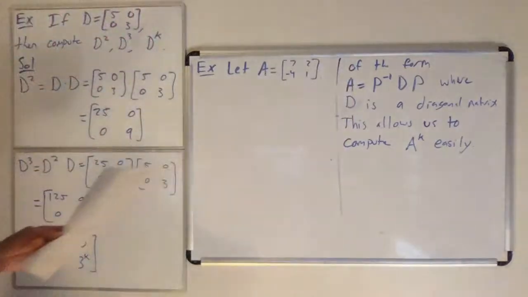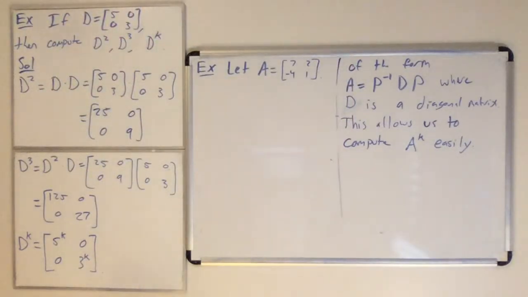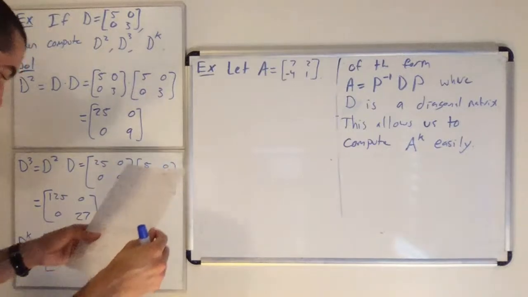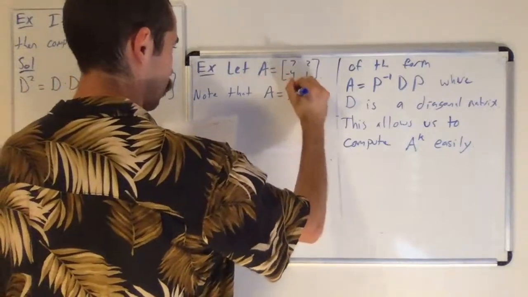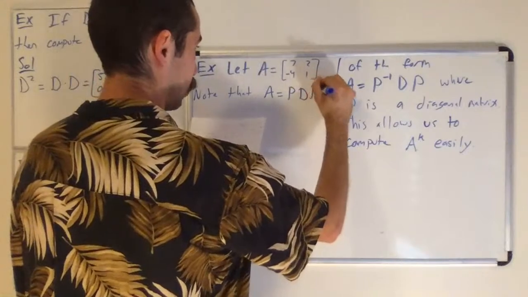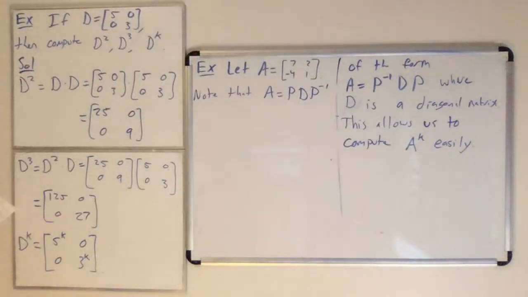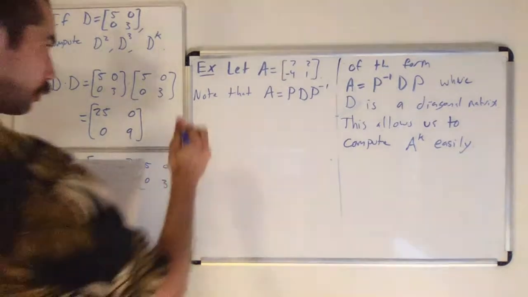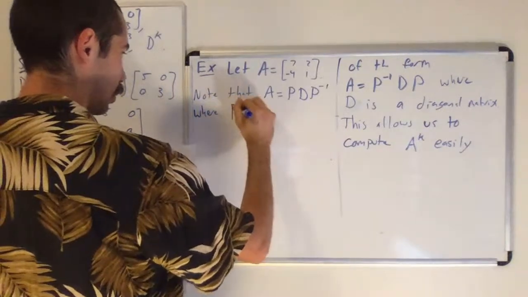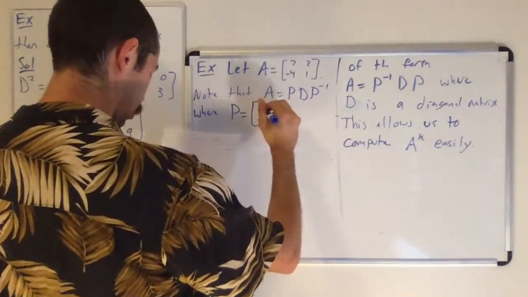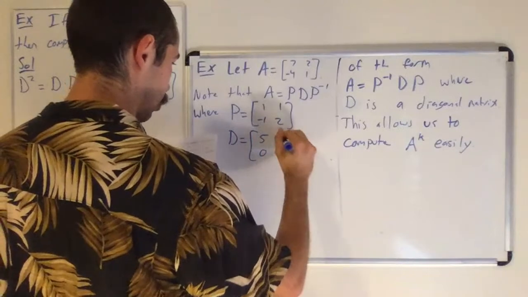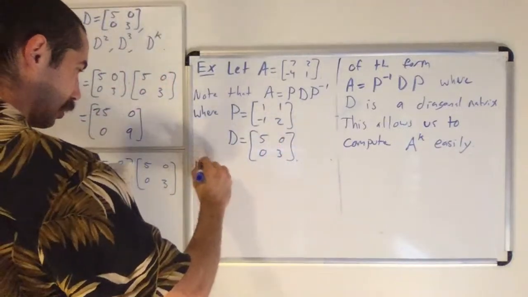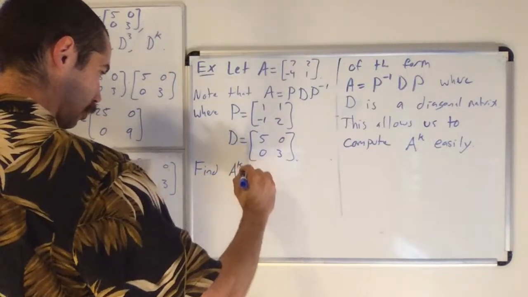Let A equal the matrix 7, -4, 2, 1. So note that A equals P D P inverse, where P equals 1, -1, 1, 2, and D is equal to 5, 0, 0, 3. Find A to the K.